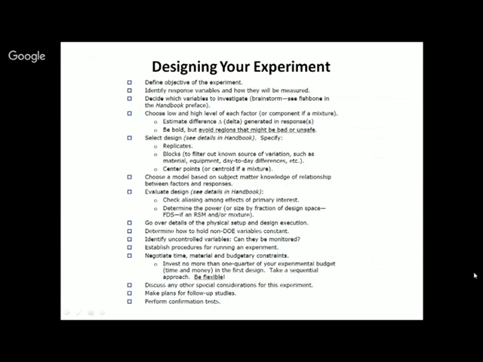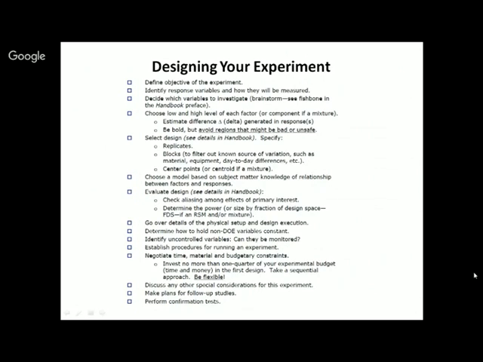Then you have to select your design, be specific, and block your known variations, if there are some variations that can be filtered out, and then you make the design. Next step, you have to choose the model, from which you learn the relationship between the factors and the responses.